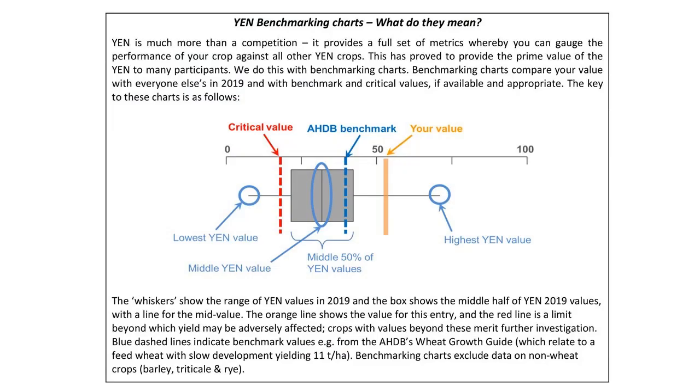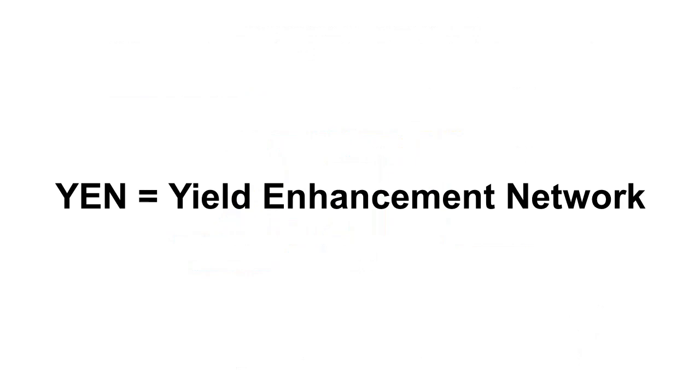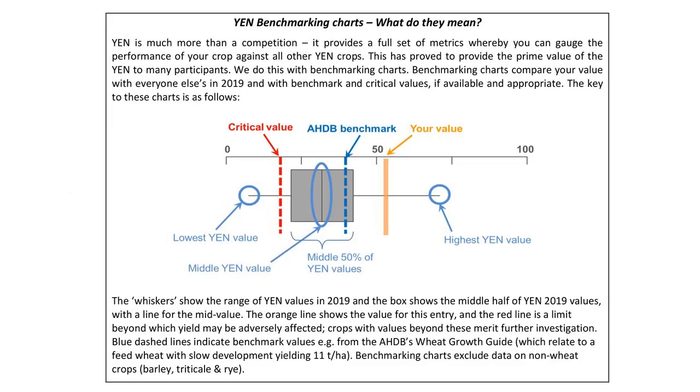So the graphs and graphics I'm going to show you in the rest of this video are directly from our Yen report. The grey squares show the middle 50% of Yen values. The red line is the critical value. The blue is what's considered the AHDB benchmark, and the yellow value is our own personal values.